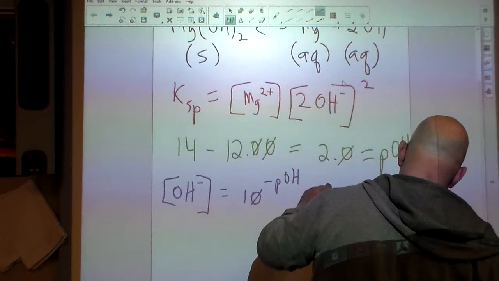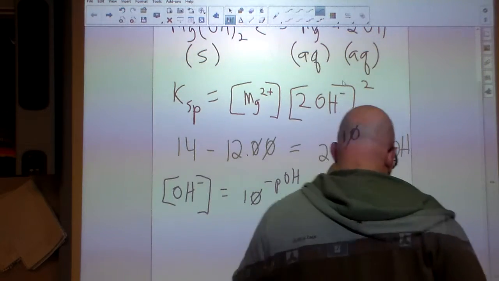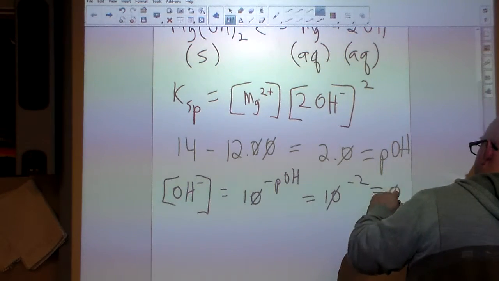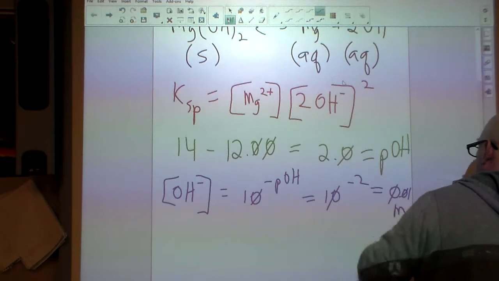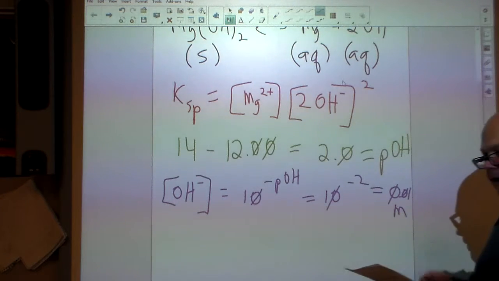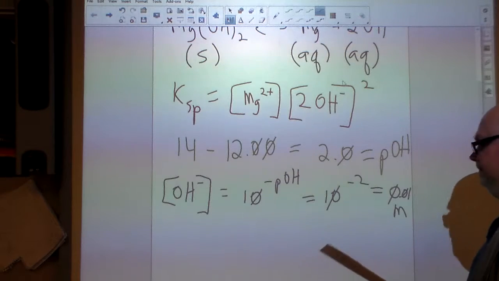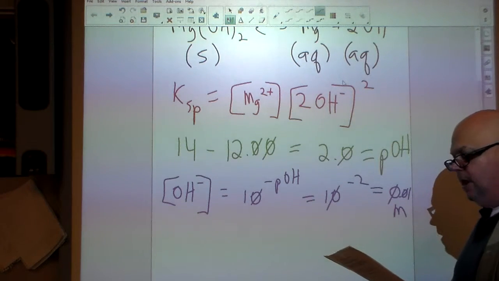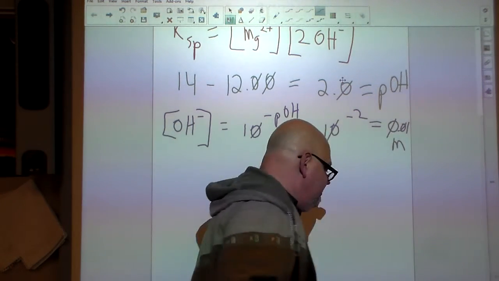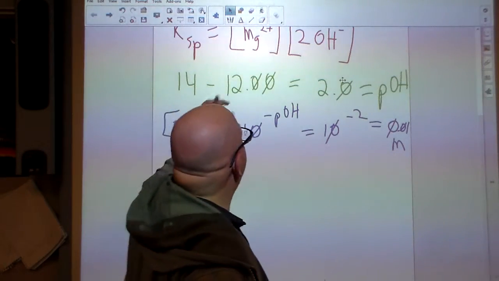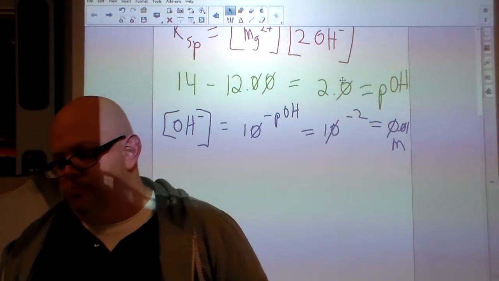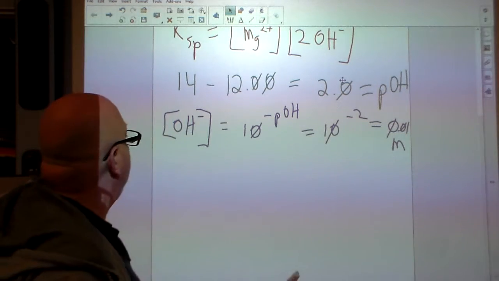Which is going to equal 10 to the negative 2, which gets us 0.01 molar. Go figure that one out. Now, that gave us the concentration of the OH, but that does not give us the concentration of the Mg. The Mg concentration is going to have to be halved in order to do this the right way.